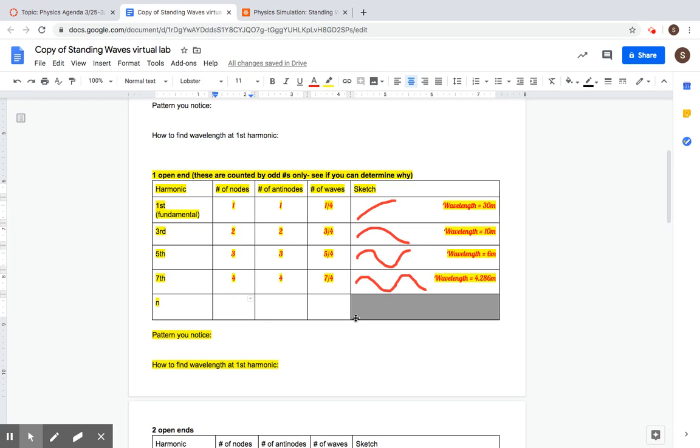Now, I want you to look at the nth harmonic, meaning when I change harmonics, how can I get from this value to this value? This took me quite a lot of time to figure out. And actually, if we look at this pattern right here, from harmonic to number of waves, you can see the pattern a lot easier. First harmonic, 1/4. Third harmonic, 3/4. Fifth harmonic, 5/4, so on and so forth. So let's just fill that one in because that one's the easy one.